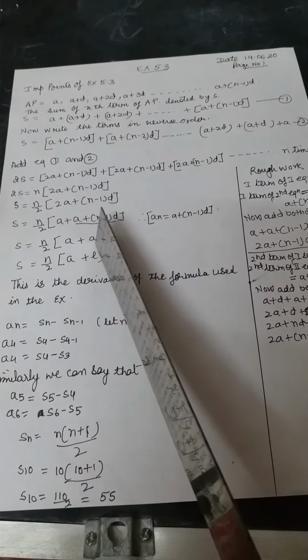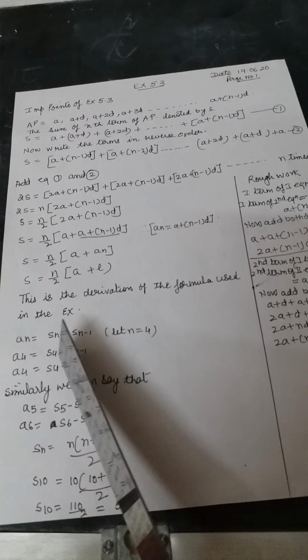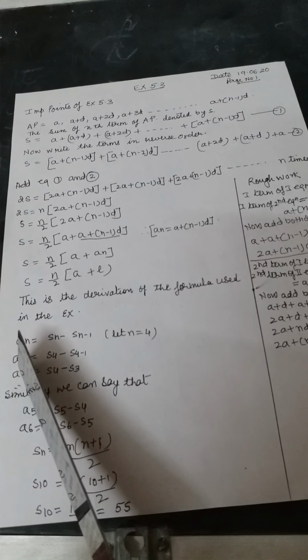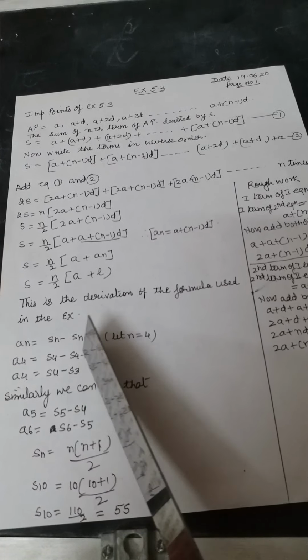Another important point is a_n is equal to S_n minus S_(n minus 1). N is any term. Let n be equal to 4, then wherever n is there we will put 4. So a4 is equal to S4 minus S3. Similarly, we can say a5 is equal to S5 minus S4, a6 is equal to S6 minus S5.